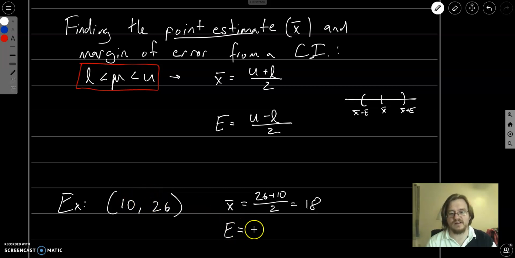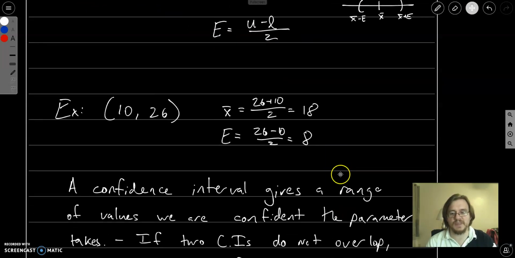Also, the margin of error is going to be half the length of the interval. So 26 minus 10 divided by 2. 26 minus 10 is going to be 16, divided by 2 is 8. So this interval is 16 long, so half of that is going to be 8. So that's going to be our margin of error.